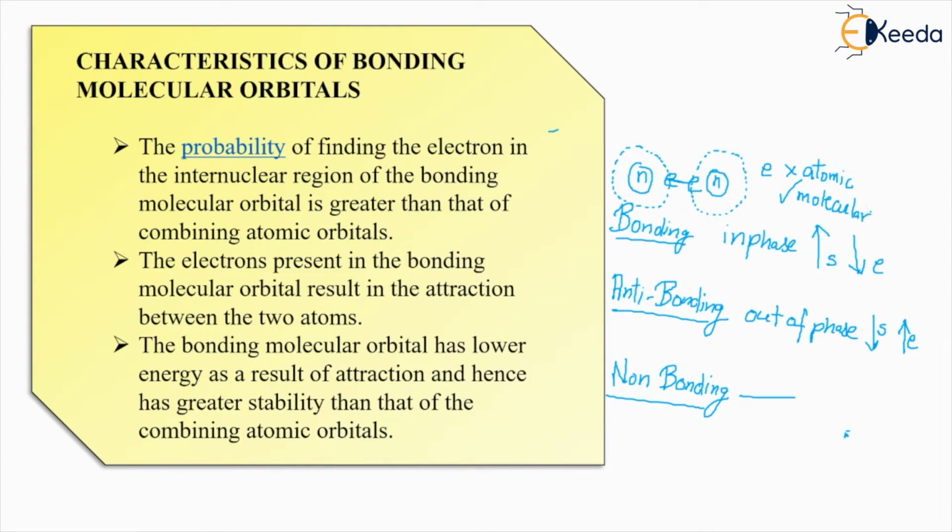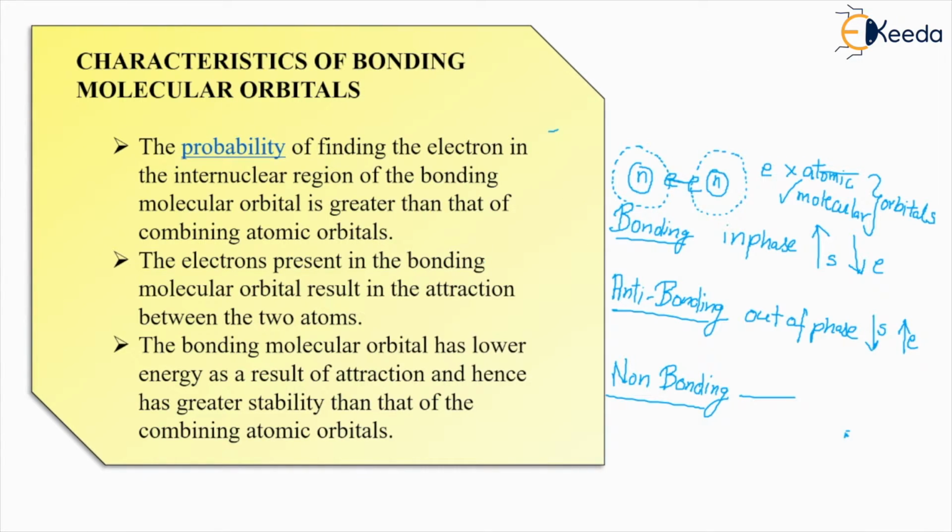And thus we find a good way to make a particular molecule. H atom and H atom come together to form H2 molecule. Why? Because the electrons are in the molecular orbital instead of being in the atomic orbital. The electrons present in the bonding molecular orbital result in the attraction between the two atoms. This is very important. Attraction.